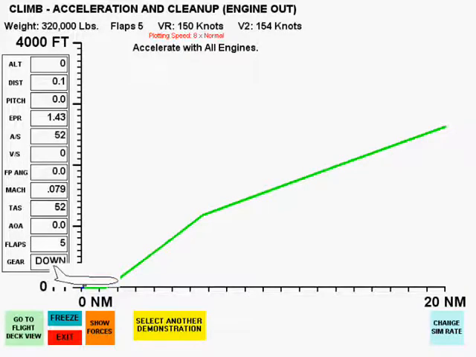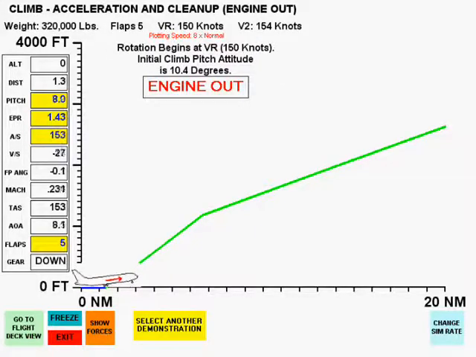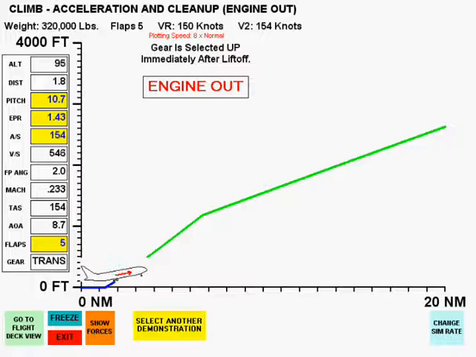Next, an engine out climb at V2 will continue to 500 feet, where flaps will be retracted during a level flight acceleration. Max continuous power will be set when flaps are up.